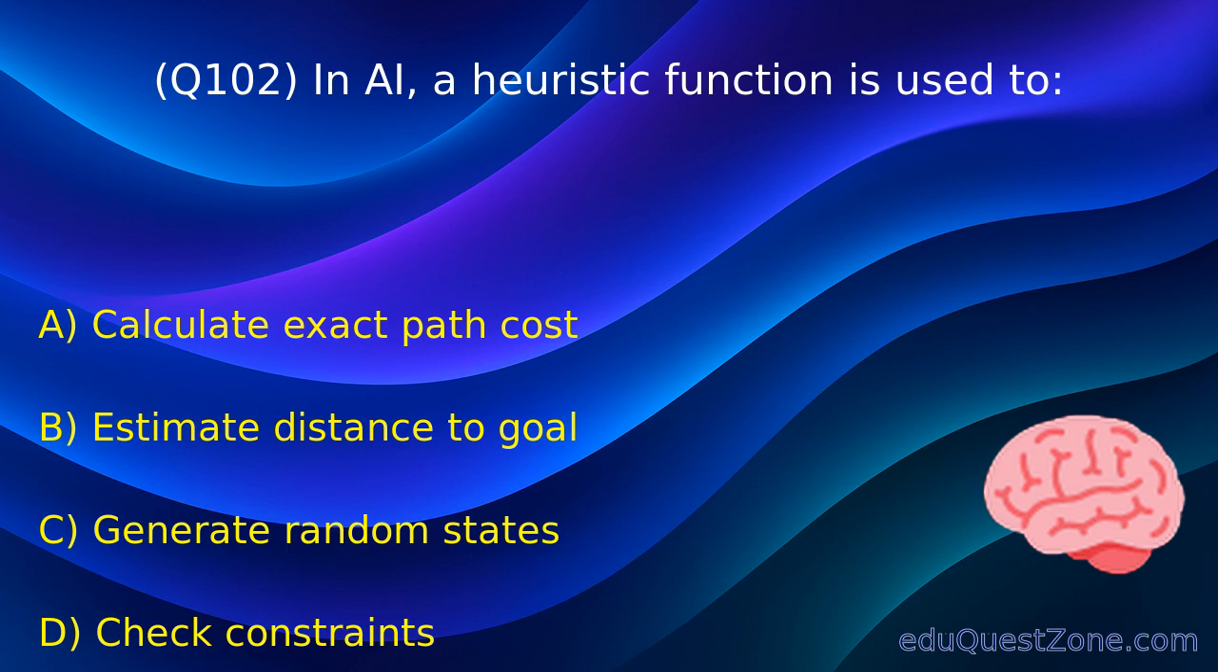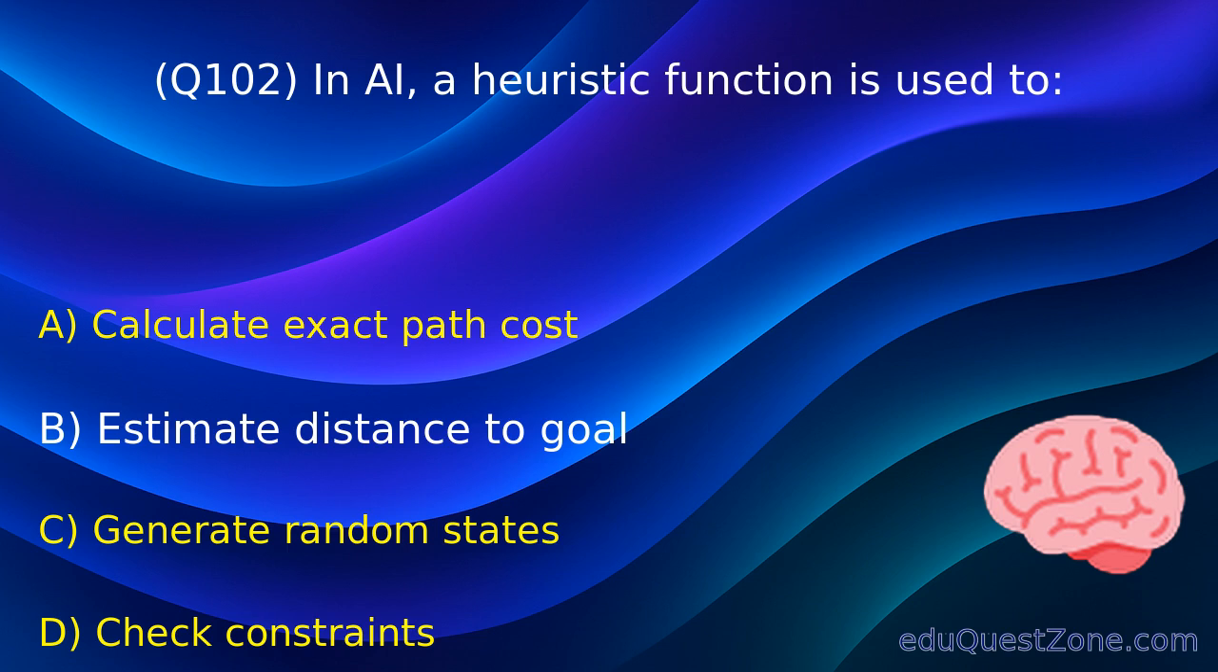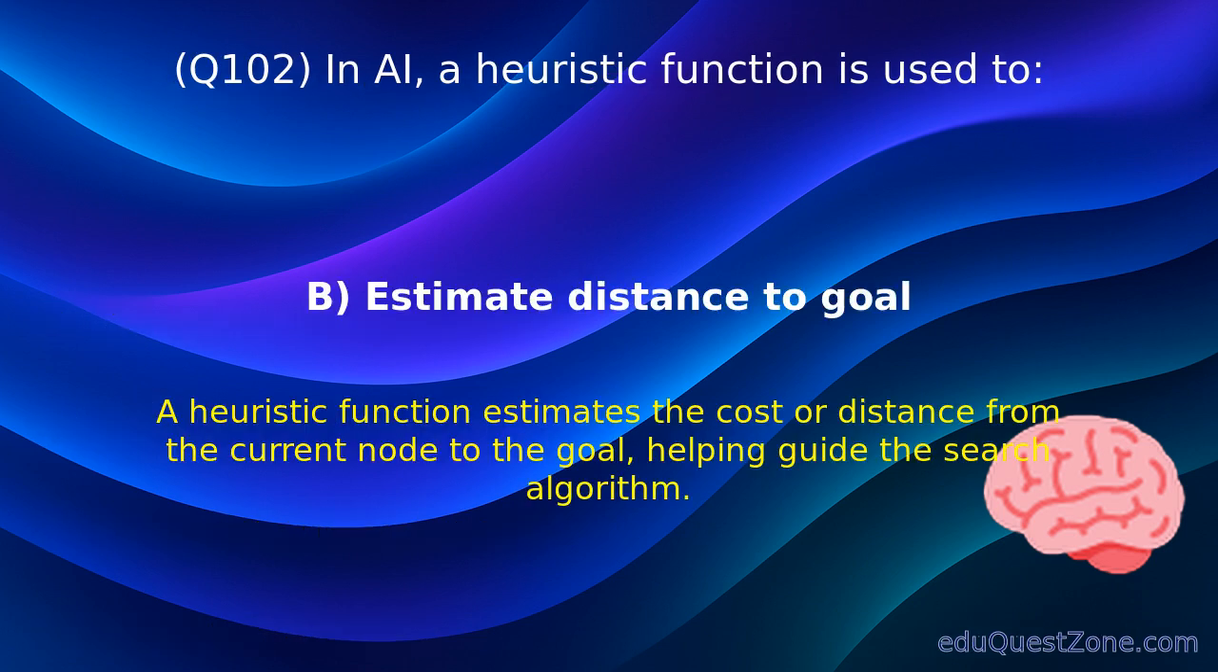Question number 102. In artificial intelligence, a heuristic function is used to. Option B. Estimate distance to goal. A heuristic function estimates the cost to reach the goal state.